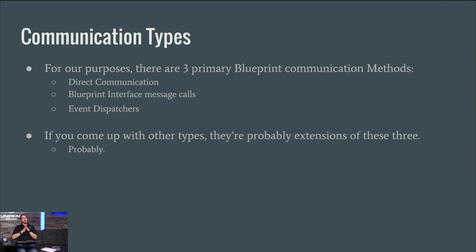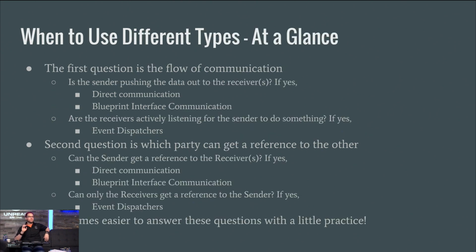Now, for today and for our purposes, there are three primary Blueprint communication methods. We have direct communication, which we're going to be talking a lot about casting to make that possible. So if you've heard that word a few times, you'll know where that's going to tie in. We have Blueprint interface message calls, and we have event dispatchers. There may be some other types out there in the world, but in most cases, they're probably going to be extensions of one of these three types. So these are the three that we're going to be focusing on today.